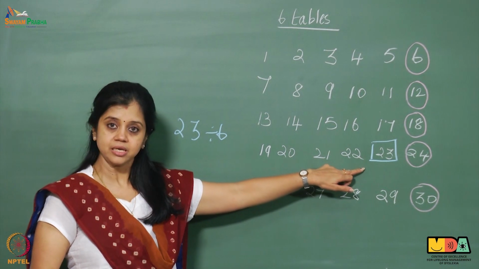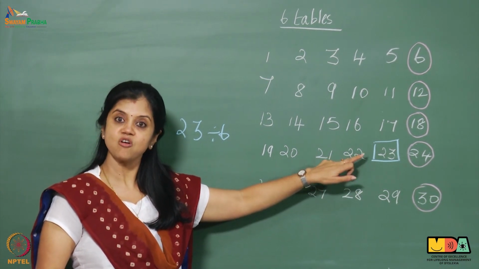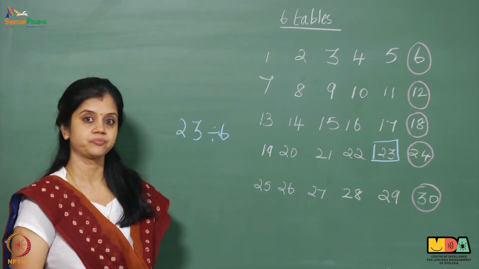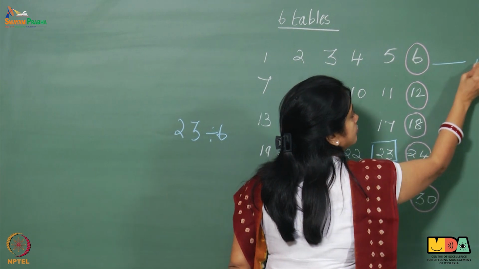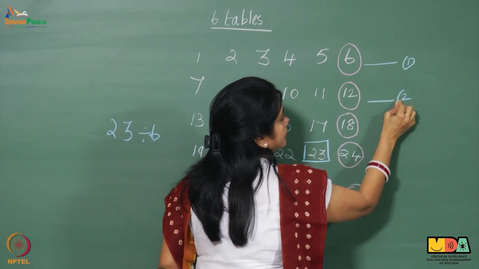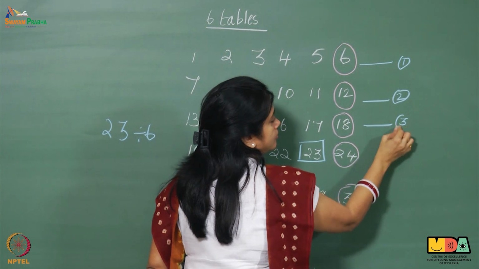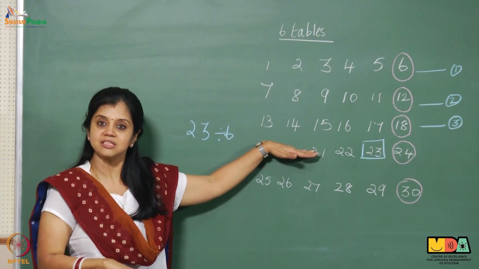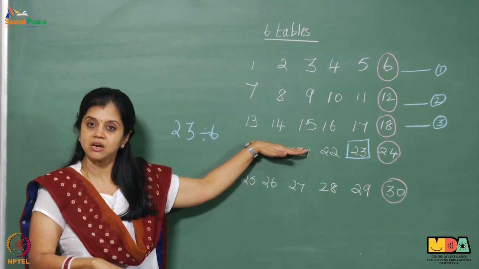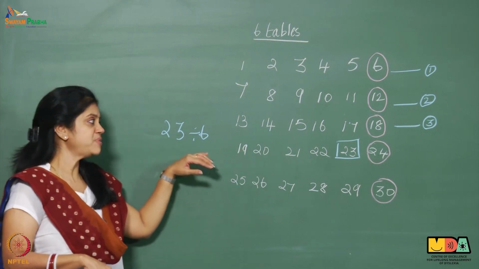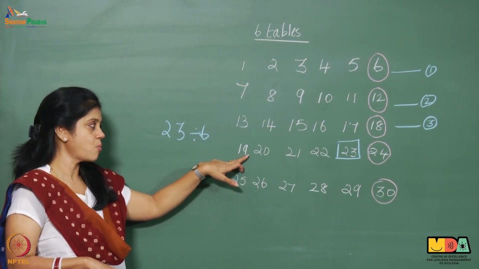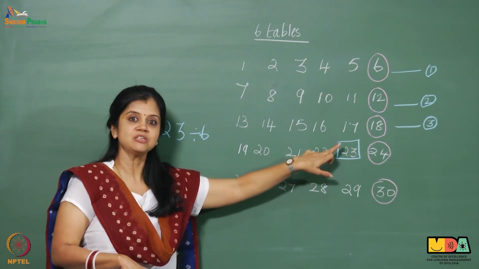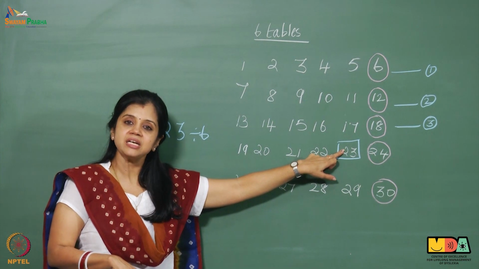So, 23 is here. Let us see how many rows have we finished or how many rows are there before that. There are 3 completed rows before that, hence the quotient will be 3. And how to find out the remainder? How many numbers are there in the row? 1, 2, 3, 4 and 5. So, the remainder will be 5.